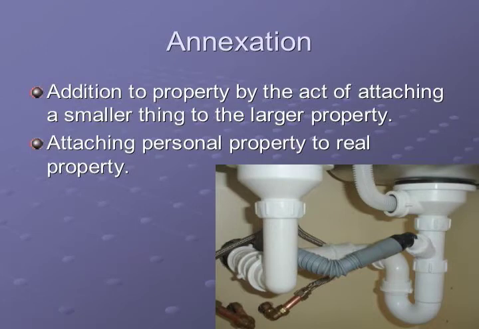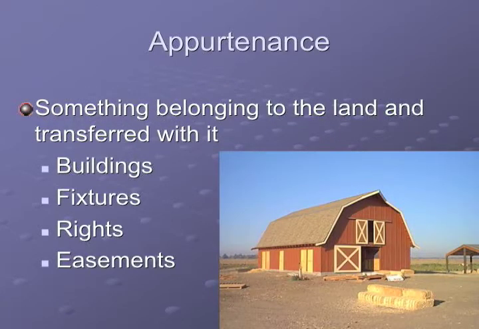Annexation is the addition to property by the act of attaching a smaller item to the larger property, as in attaching personal property to real property, thereby creating a fixture. For example, a sink becomes a fixture when it is annexed to the plumbing outlet. Appurtenance is something belonging to someone else, either attached or not, such as a barn to a house or an easement to land. The appurtenance is part of the property and passes with it upon sale or other transfer.